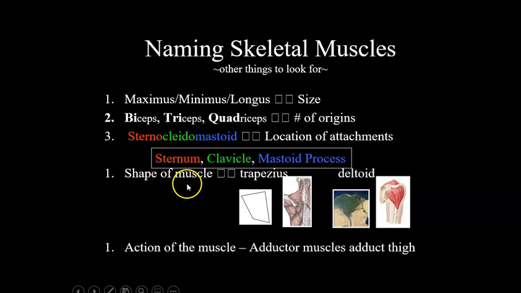We can name muscles according to the shape of the muscle. So the trapezius is a trapezoid, the deltoid is a triangle. And then we can also name them based on their action. So an adductor is going to adduct that structure, an abductor would abduct it, a flexor is going to flex, an extensor is going to extend. So by looking at the name of the muscle, you can get a lot of different information.